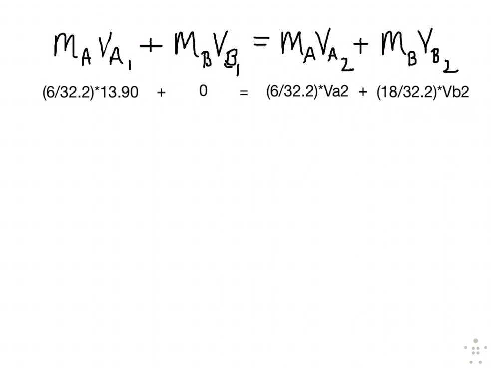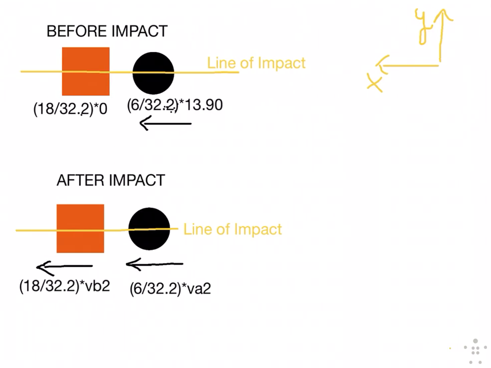Now both these velocities are showing as positive because we assumed a positive direction, and our x direction was to the left. And recall that this conservation of momentum is applied along the line of impact. In our problem, if we go back to our picture here, our line of impact is along this x direction, so we're only counting those velocities that are along that direction.